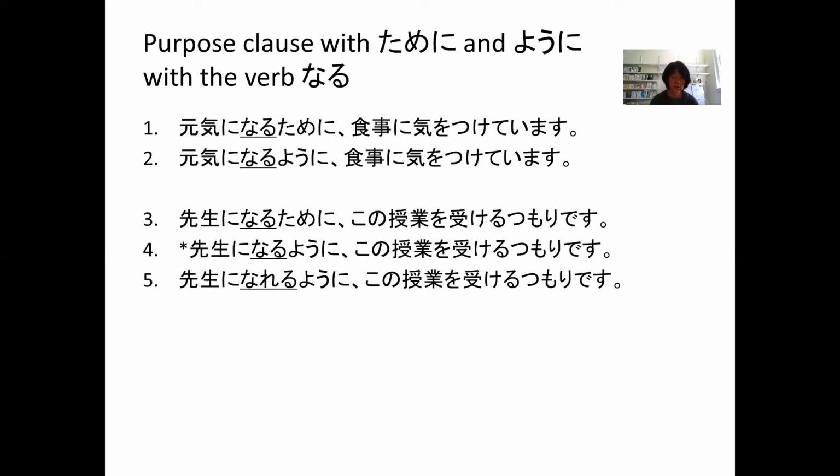In the beginning of this video presentation, we saw that the verb before tame ni must be an active verb and the verb before yoni a stative verb. But we also saw that the verb naru can be used for both types of purpose clause, as shown in sentences 1 and 2. We also found that naru does not always behave in the same way, as you can see in the next 3 sentences.